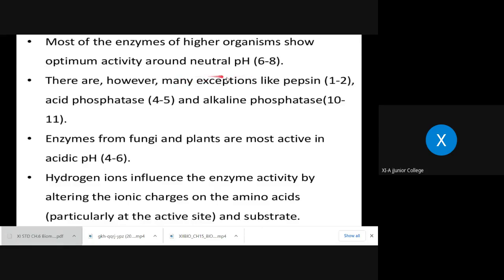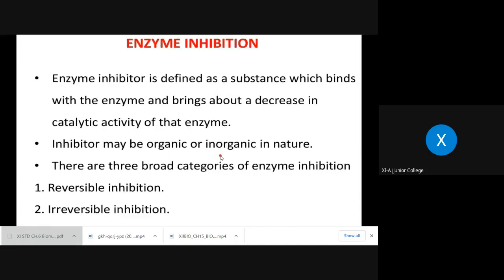So these are some of the exceptions given where they work below pH. Neutral pH is considered to be between 6 to 8, and most of the higher organisms are active at this neutral pH. But pepsin, then acid phosphatase, alkaline phosphatase, these are some of the exceptions. And enzymes from fungi and plants generally are active at acidic pH 4 to 6. Remember these points.